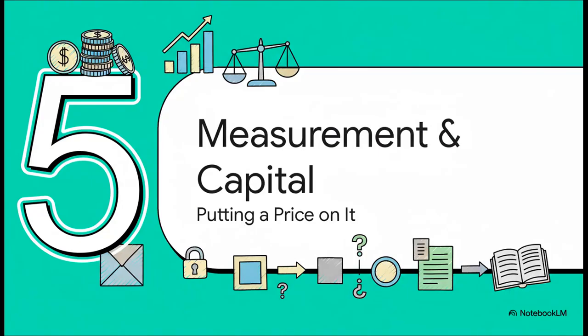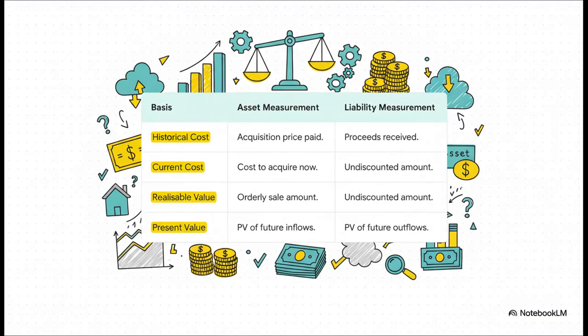So we've defined the elements, but how much are they worth? How do we assign a monetary value to them? And how do we even know if a business is actually profitable or just burning through its capital? That brings us to our last section, measurement and capital maintenance. The framework gives us 4 different ways to measure things.